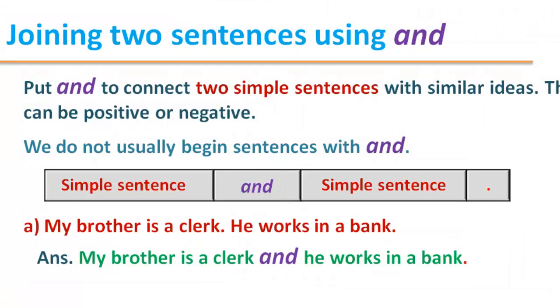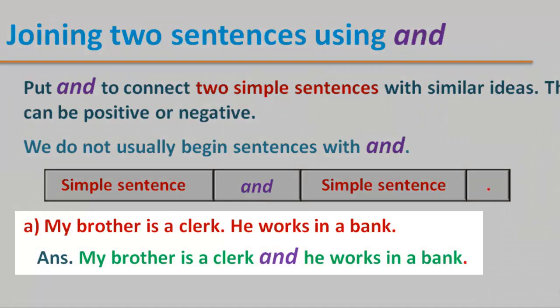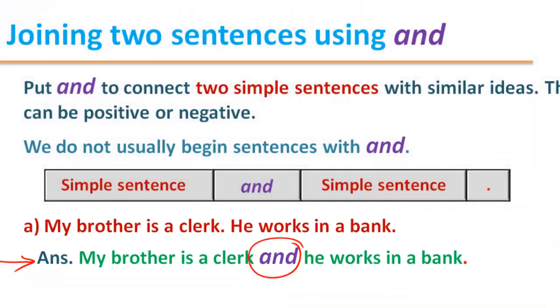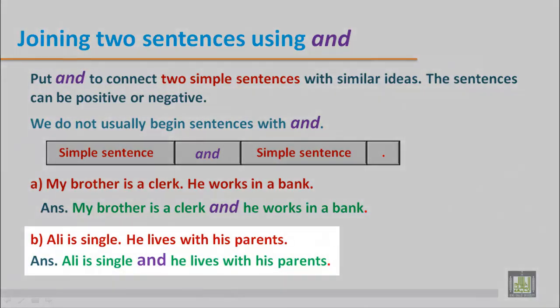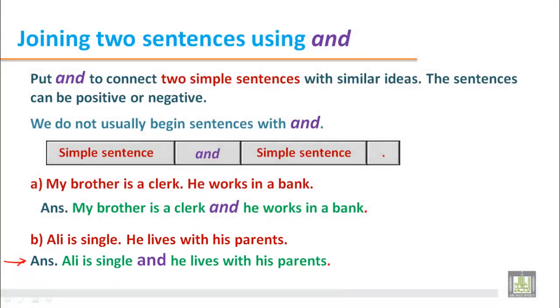Here is an example. Number A, my brother is a clerk. He works in a bank. These two sentences have a similar idea. And the answer is, my brother is a clerk and he works in a bank. Both the simple sentences are joined here with the conjunction and. B, Ali is single. He lives with his parents. Both the sentences have similar ideas. And the answer is, Ali is single and he lives with his parents. These two simple sentences are connected with and as a conjunction.